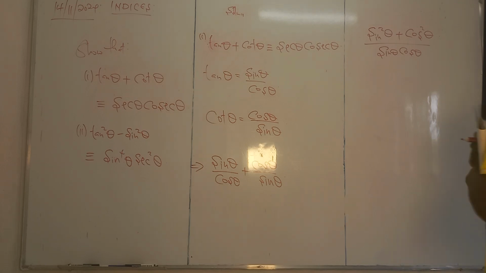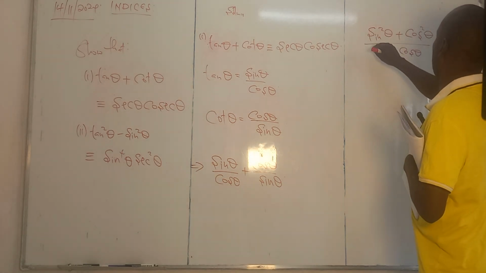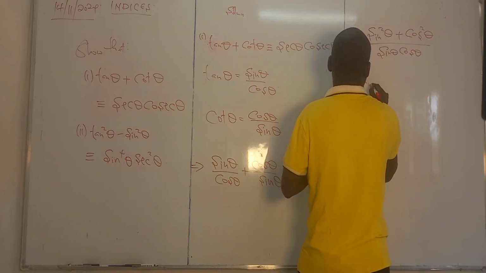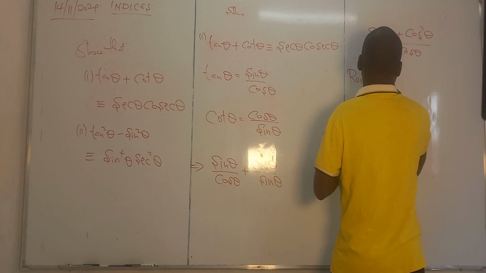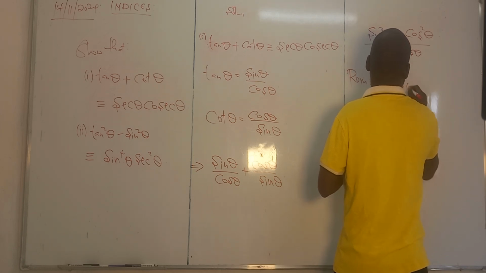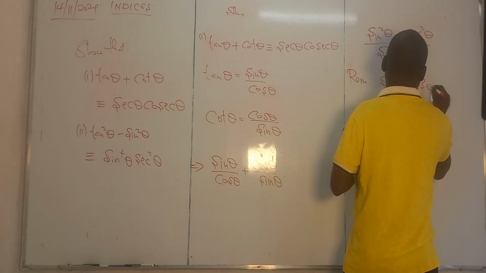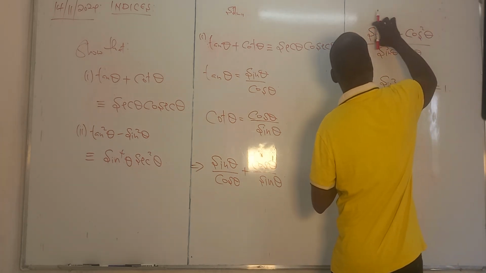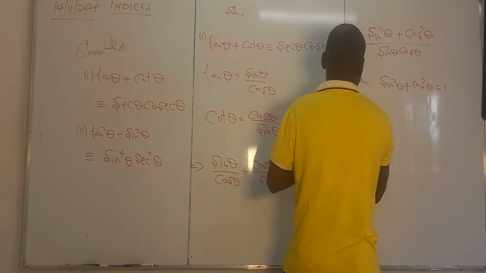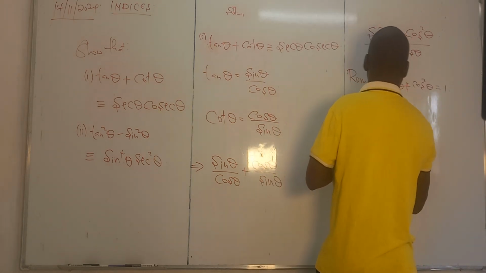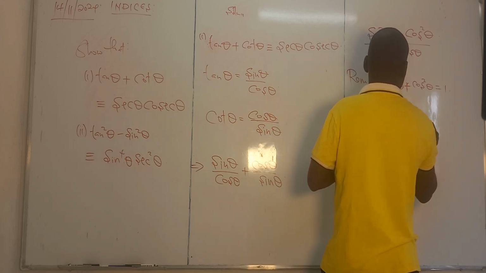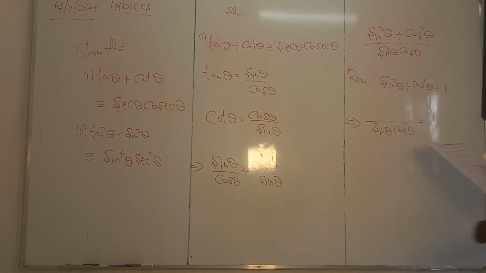And we should remember, sin squared theta plus cos squared theta is equal to 1. So it means the whole of this I can substitute with 1. So that implies that I have 1 over sin theta cos theta.